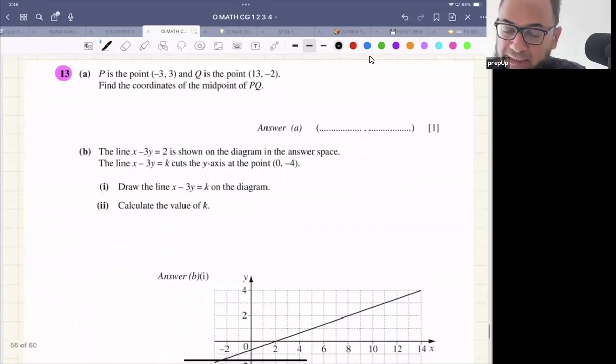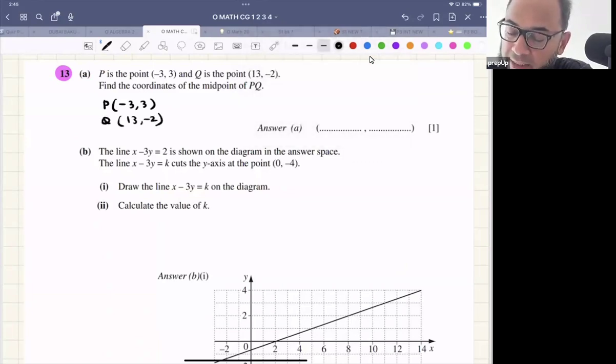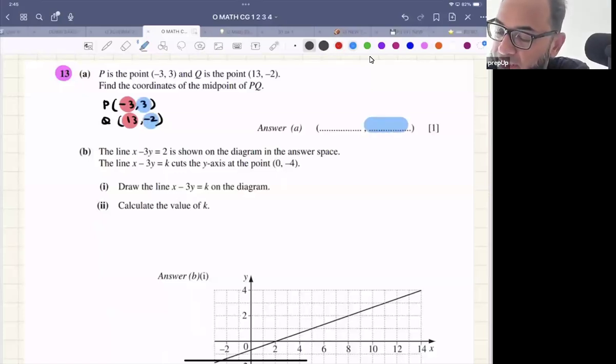So now the next question says, P is the point -3, Q is the point such and such. Find the coordinates of the midpoint of PQ. So let me write P, -3, and let me choose even a fine thing. Let me write Q, which is 13 and -2. So therefore the midpoint, take the average of the X, take the average of the Y.